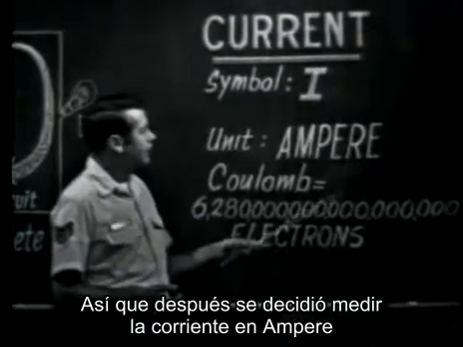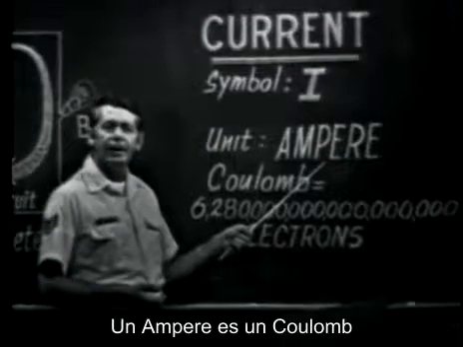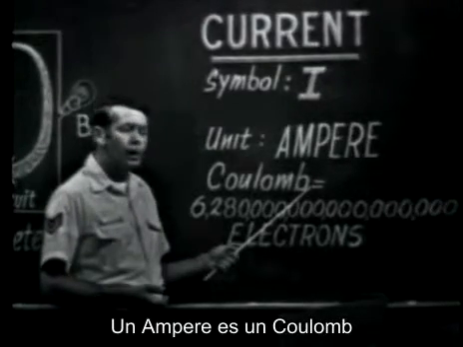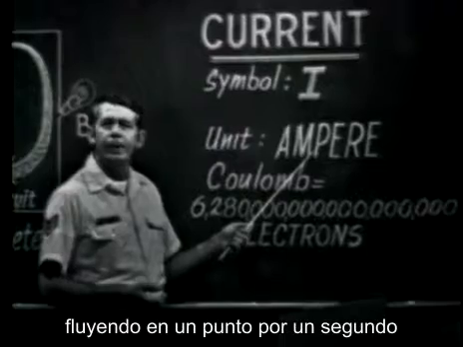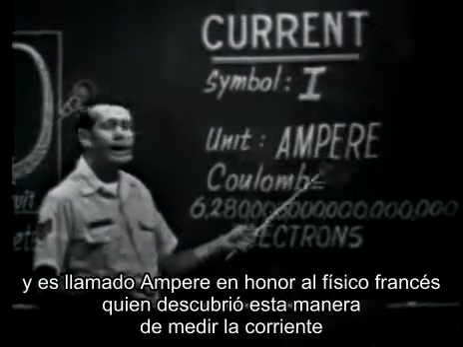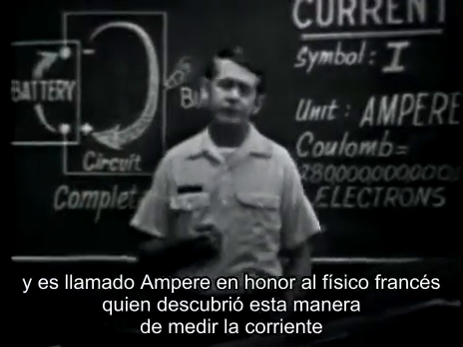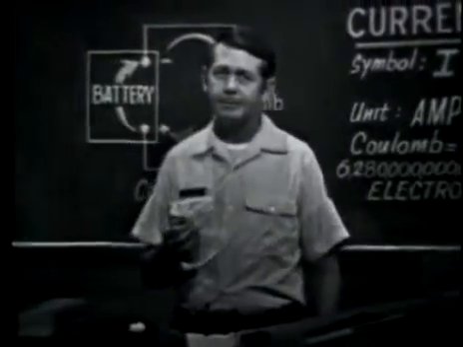So we'll rely on meters later on to measure current in amperes. Now, an ampere is 1 coulomb flowing past a point for 1 second. And it's called ampere in honor of the French physicist who discovered this means of measuring current.